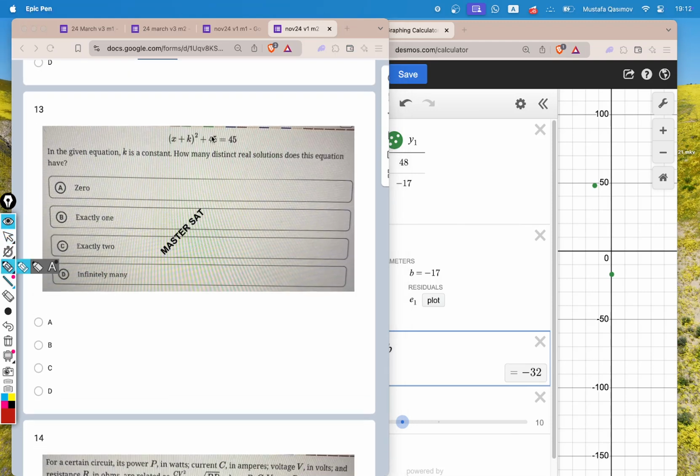So here we have to put 45 here. It will be x plus k squared is equal to 0. It means that there is one solution, B.